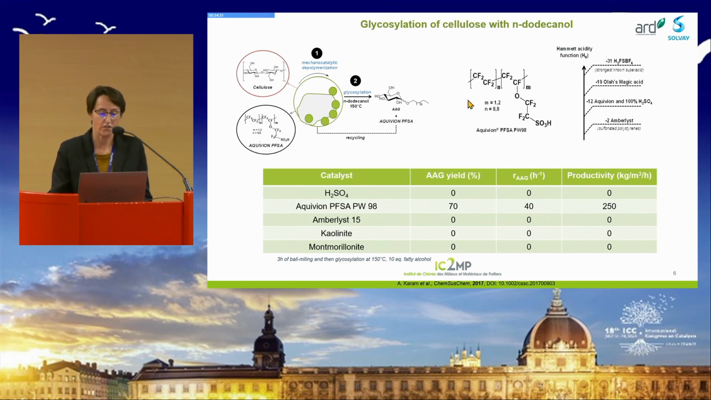If you look at the structure of Aquivion here, it's a perfluorinated resin with strong acidity, and it has amphiphilic properties. So you can make the reaction between dodecanol, a hydrophobic compound, and the glucans that are more hydrophilic. That's why we managed to obtain such a yield of alkyl glycoside using Aquivion.